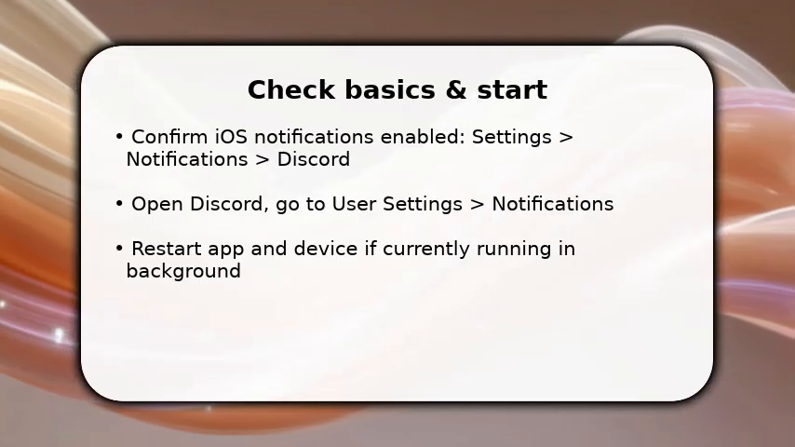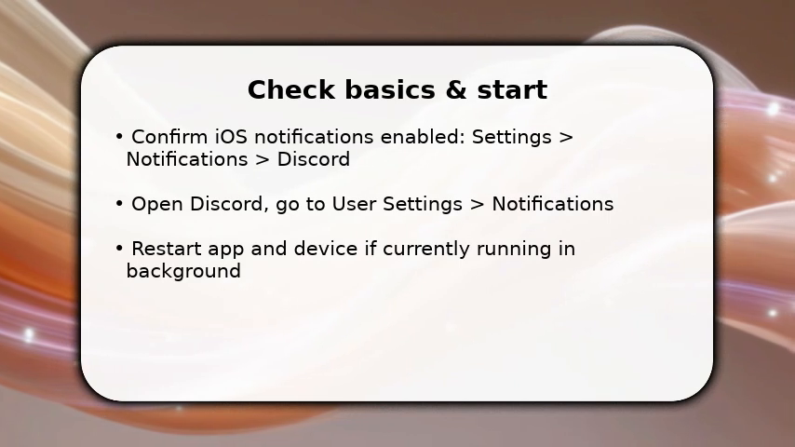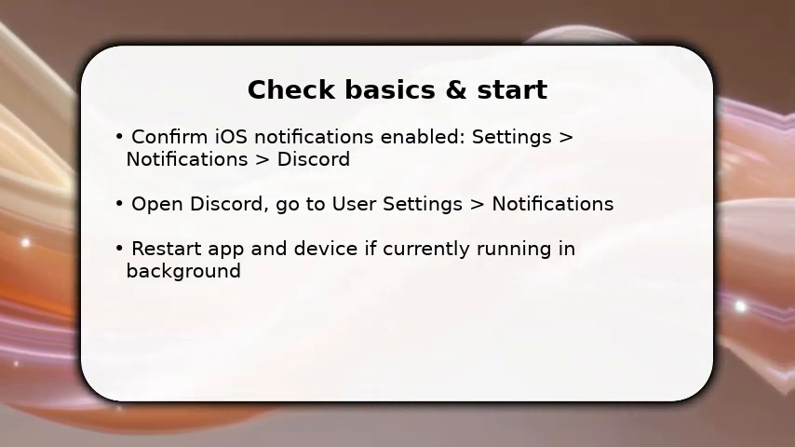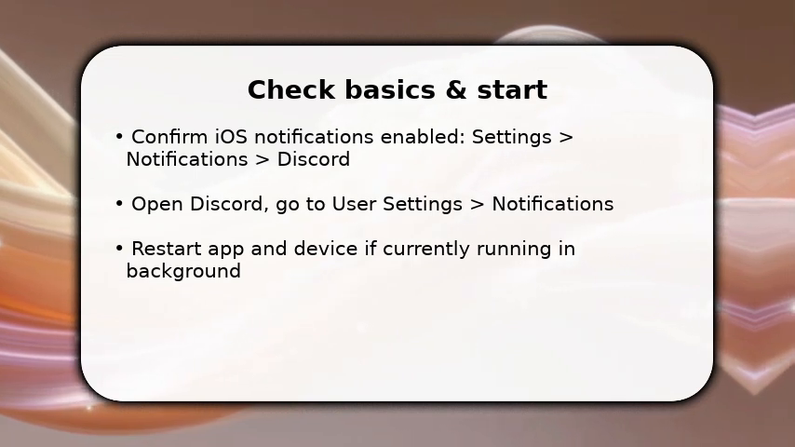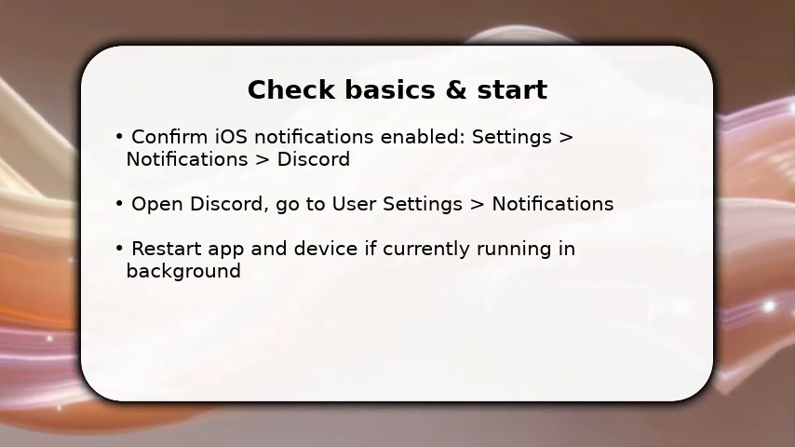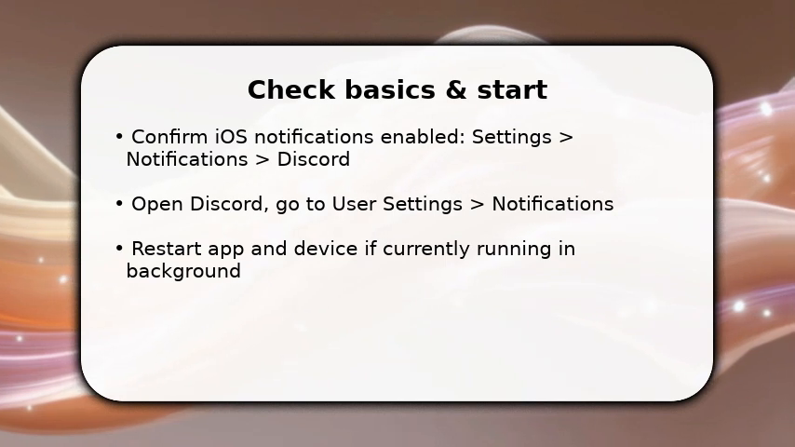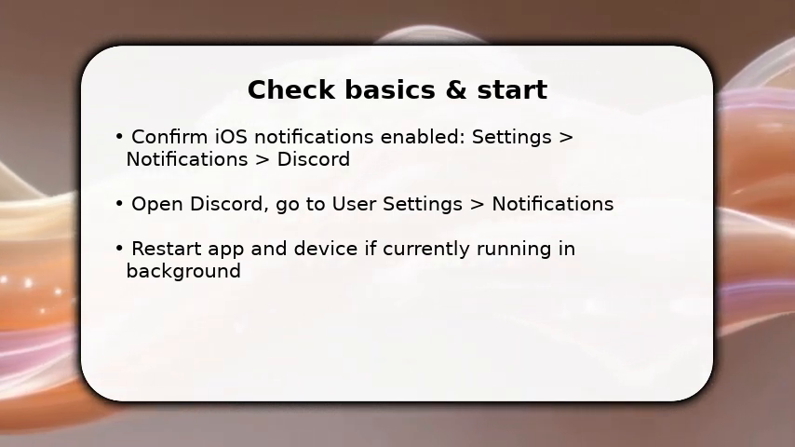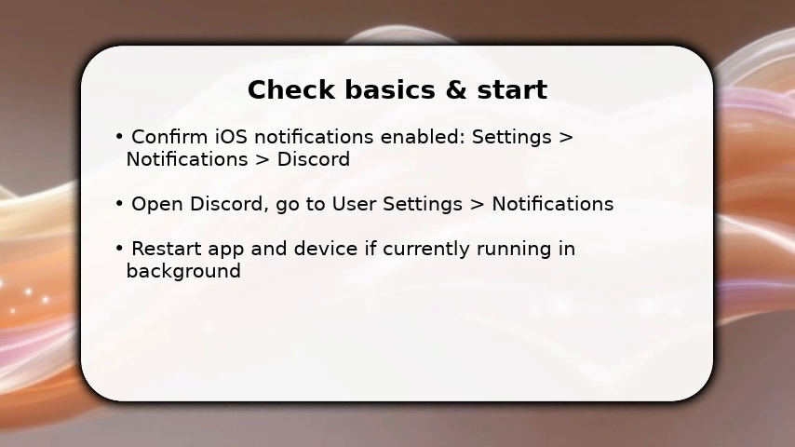You start by confirming permissions so iOS can deliver alerts. Open Settings, tap Notifications, find Discord and make sure Allow Notifications, Sounds, and Banners are on. Once done, jump into Discord's user settings and verify in-app notification toggles are enabled for messages, DM, and server pushes.